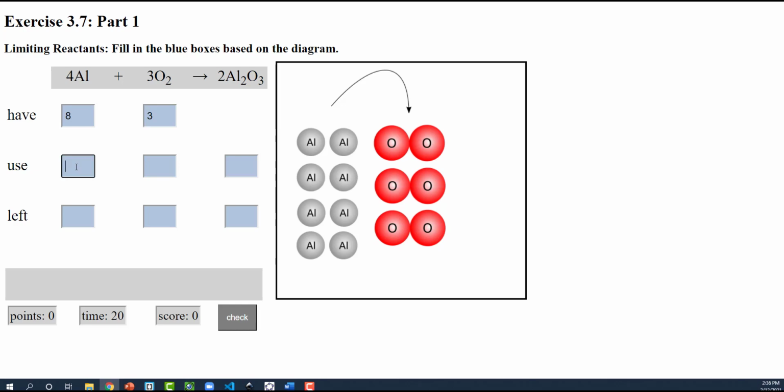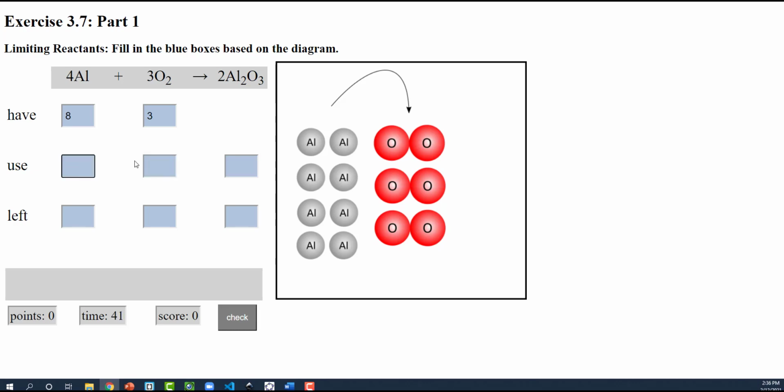So let's go ahead and try to use all 8. We say, okay, for every 4 aluminums we need 3 oxygens. For every 8 we would need 6. So this time we say, oh, well, wait a minute, that doesn't work out. If you need 6 oxygen molecules, we don't have it. We only have 3. So you can't actually use all 8 aluminums. So we're going to say, oh, backtrack, can't do that.